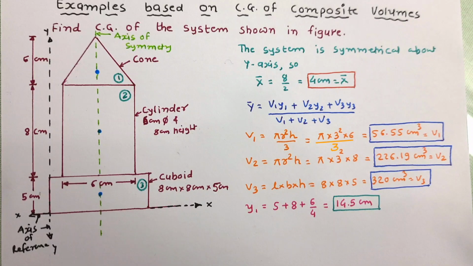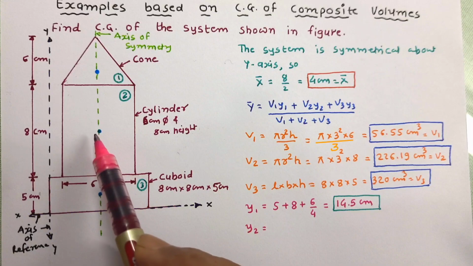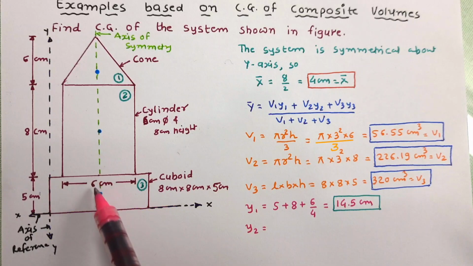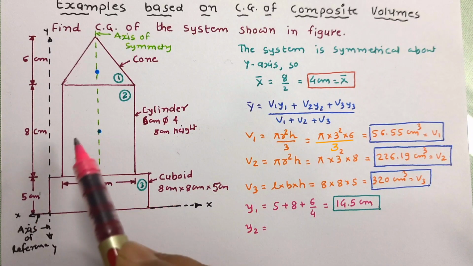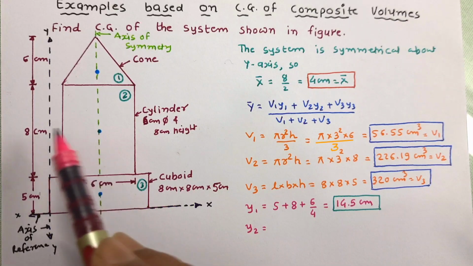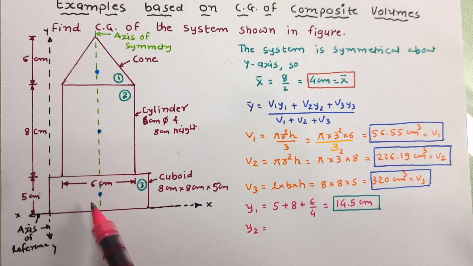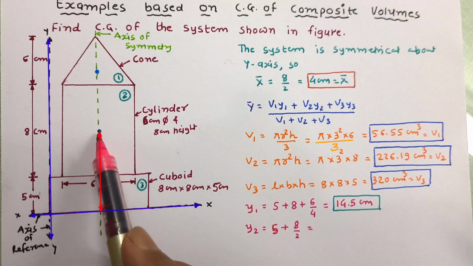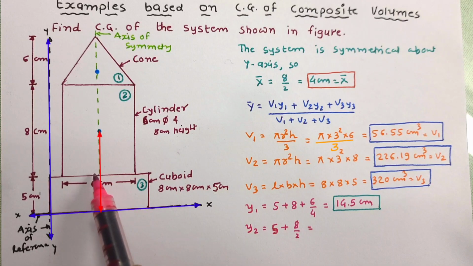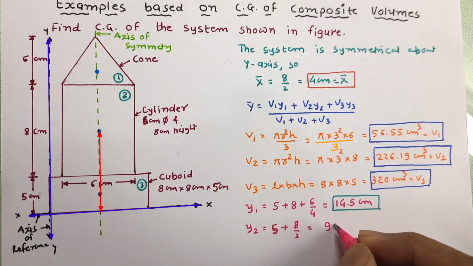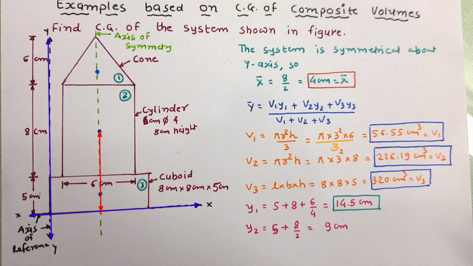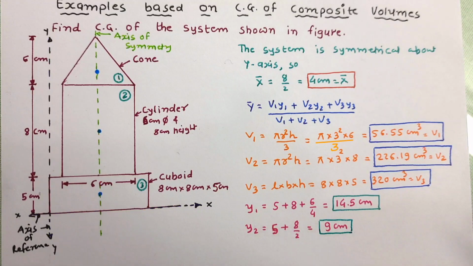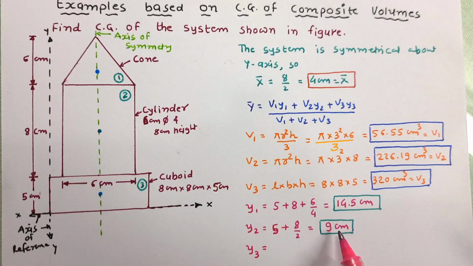Now let us work out y2. y2, that is distance of centroid of second object from reference x-axis. So this distance is known to us, it is 5, and this is half of height of cylinder, that is 8 by 2. So this height is 5 centimeter and this is half of 8. So y2 has been obtained as 9 centimeter.